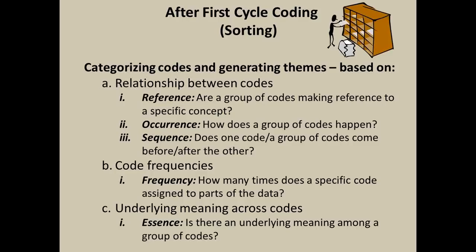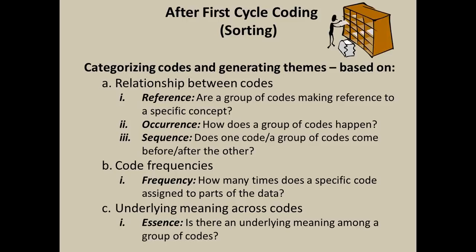So you are just sorting them based on the relationship they have, and also sometimes based on the frequency: how many times did you assign a specific code to the data. If you assign a specific code many times, this means that participants were talking about that issue a lot. So you can make that code a category and try to find out the relationship of that code to another code. This is more of sorting, trying to bring them together.